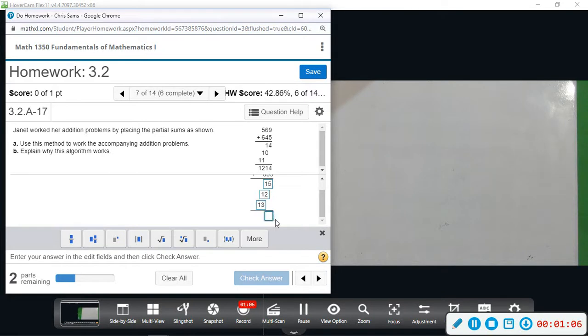So 1 up front, the next 2, 1 and 3 will give us 4. The next 2, 1 and 3 will give us 3. And then the last column is 5.